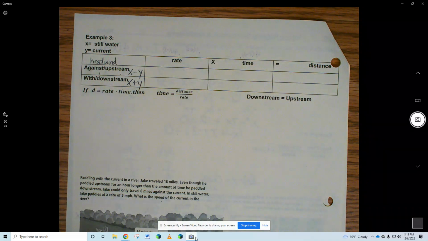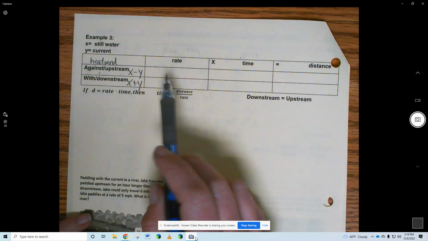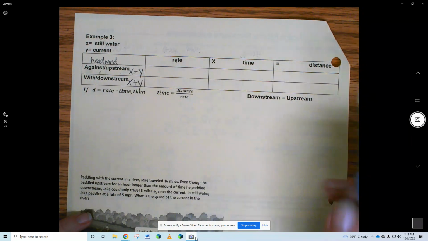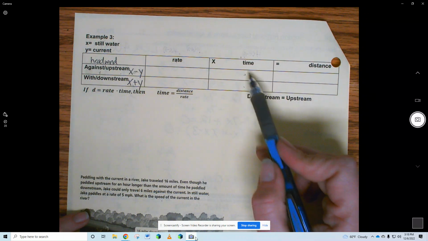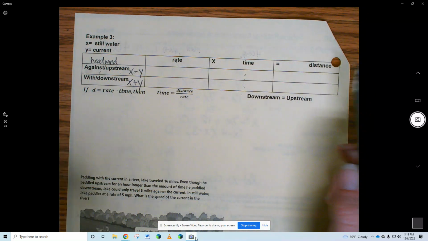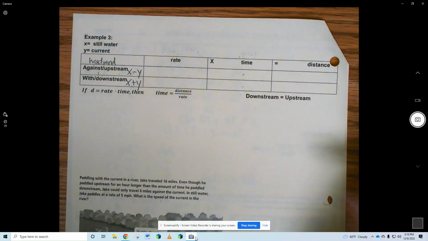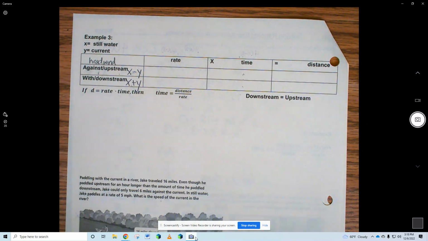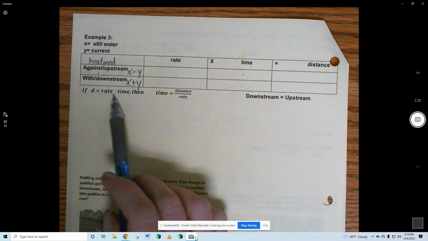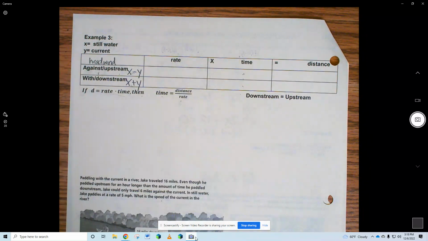Now, my rate is going to be using this x minus y or x plus y. The time, we would have to specifically be told how long we rode. And the distance is going to be how far we went, right? So I've got distance equals rate times time. I just wrote it backwards. All right. If distance equals rate times time, then time would be distance divided by rate. Okay. Here we go with the math problem.